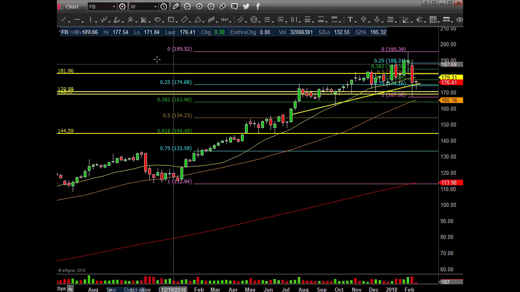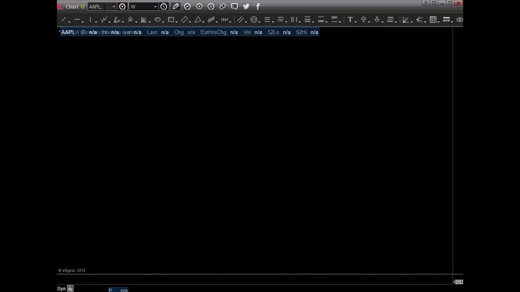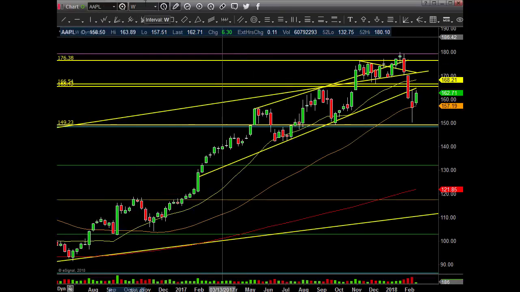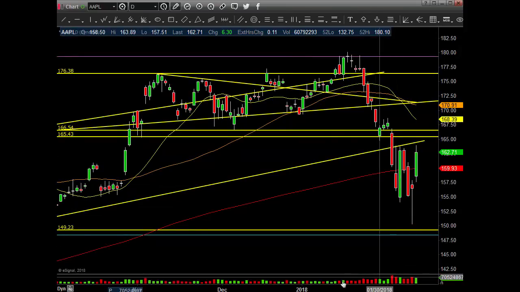Market sell. This one will be going lower with the rest of them as well. So, all right, Apple, guys. Apple, I'm going to go to the daily chart. Apple, pretty good volume today. They're pushing this thing up. I mean, pretty good volume in the last 2 weeks or so as this thing's been falling.